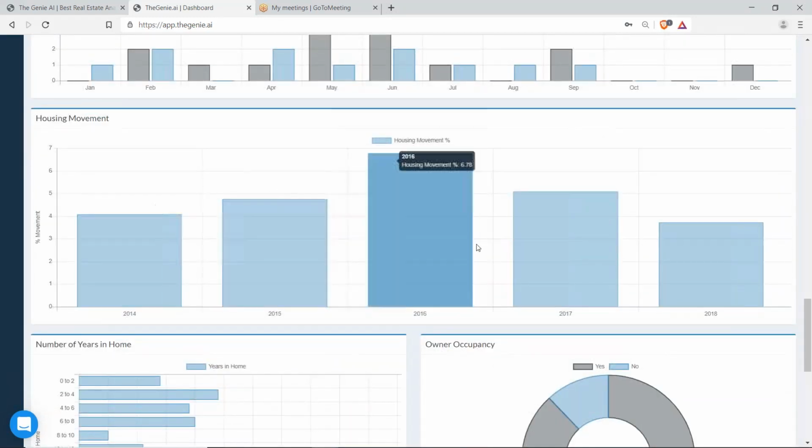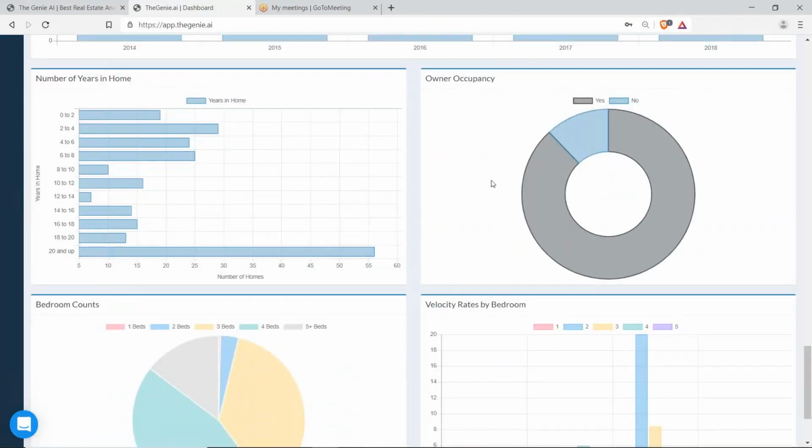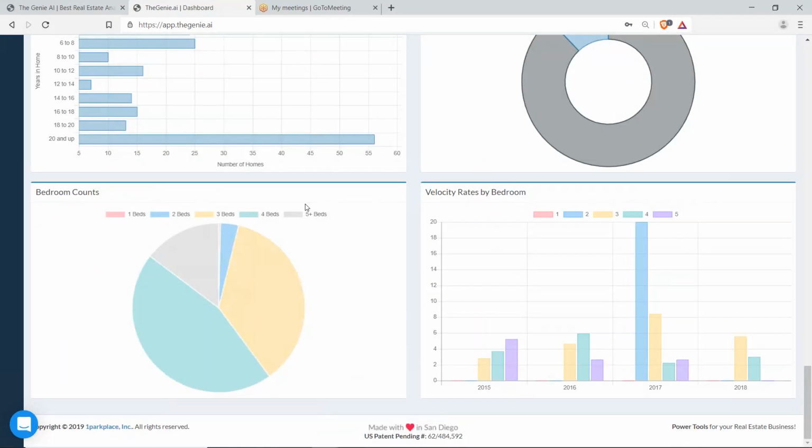This looks at turnover rates. Housing Movement looks at turnover rates by the years. This is very similar to the housing sales. We just want to make sure that there's consistency there. And then we have some stuff like number of years in home, owner occupancy, and the bedroom count.